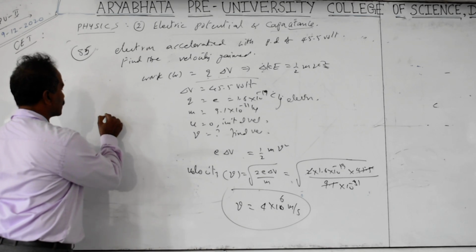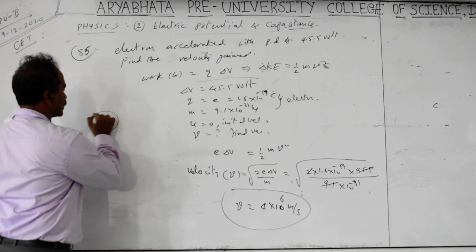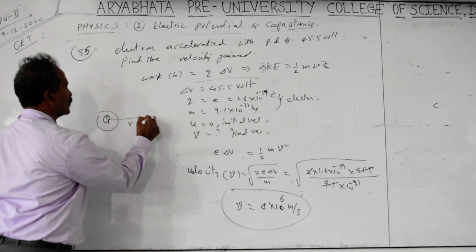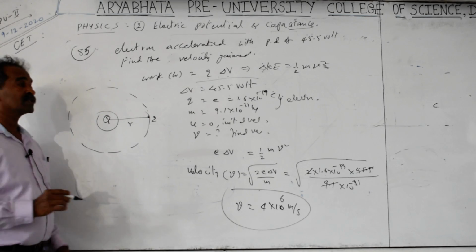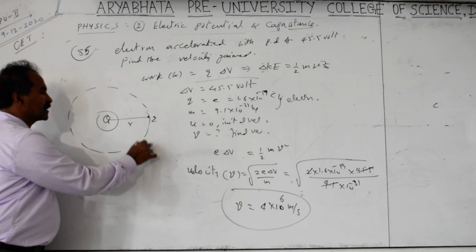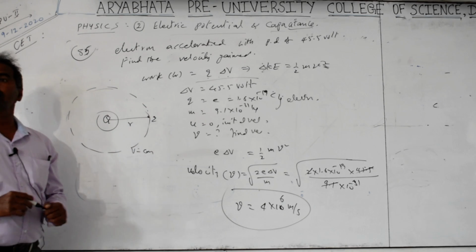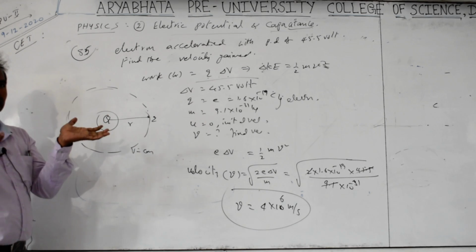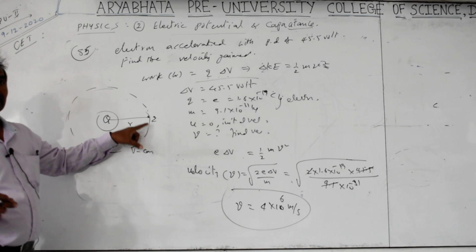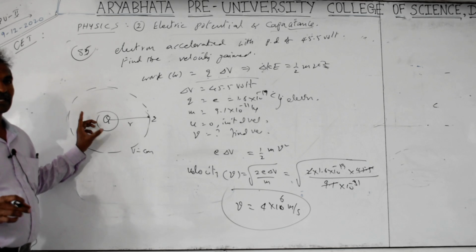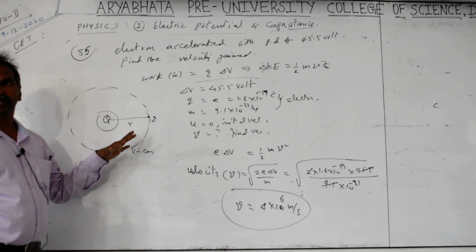One charge is kept here at the center, and you are taking the other charge q and rotating it in a circular path. So at a given distance r, V is constant. At this distance r, V is constant, which means you get an imaginary equipotential surface. Whenever the potential is the same, work done is zero, because work done requires a potential difference. At the same distance, potential is the same everywhere, so work done is 0. That is one method.